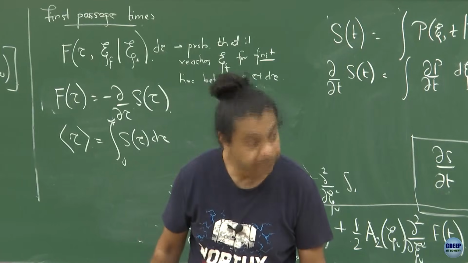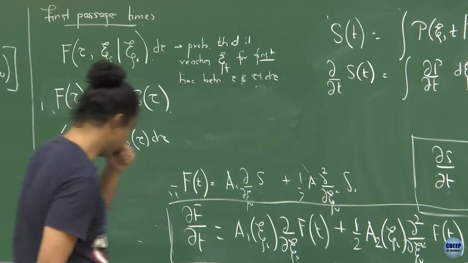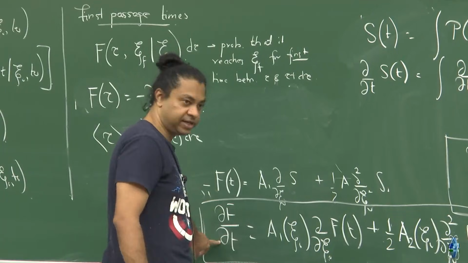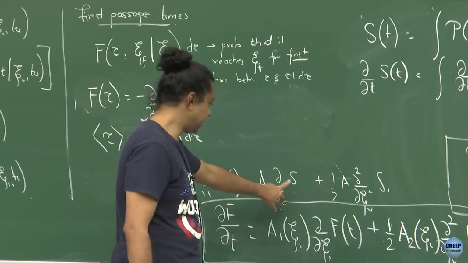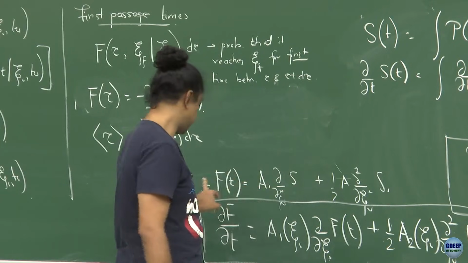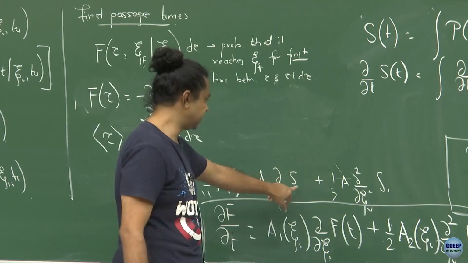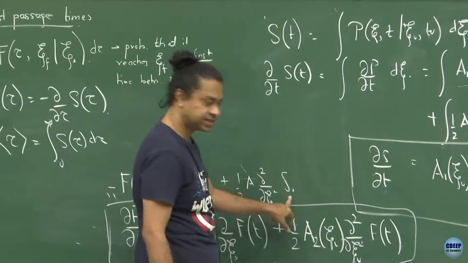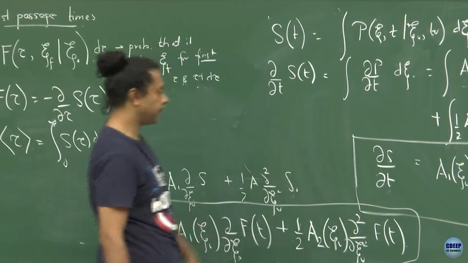I am taking a derivative with respect to time, so del f del t. Here I will have a del s del t, but if I take the minus sign on that side, minus del s del t is nothing but f itself. And again, here I will have a minus del s del t, which is nothing but f itself.